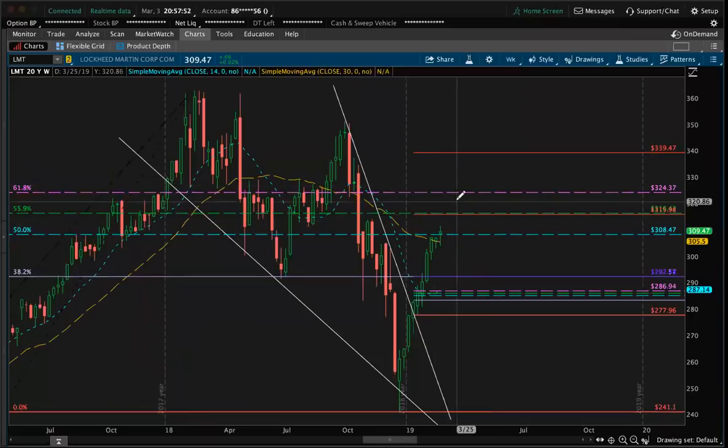Or they can just pop it and drop it back to the 30 SMA. So we got to watch how this week opens, guys. Just be on your P's and Q's. Look at the weekly charts when the market opens. Make sure that they line up with your levels.